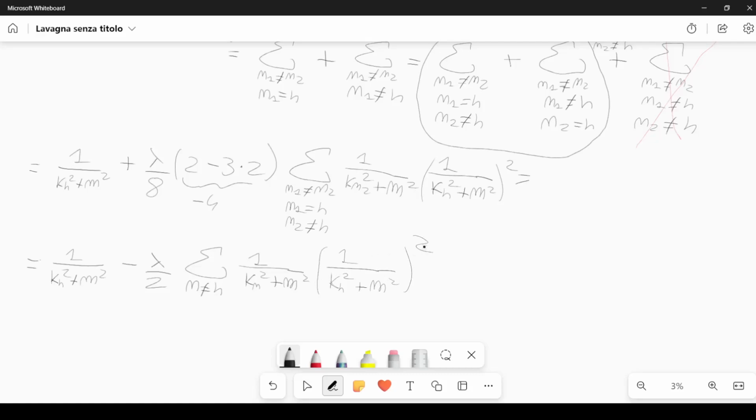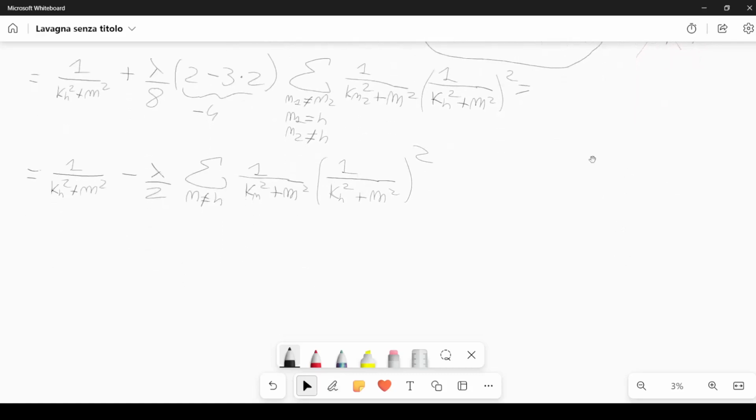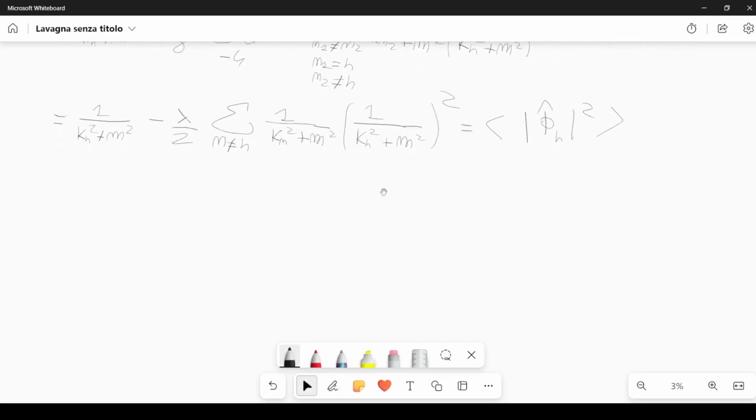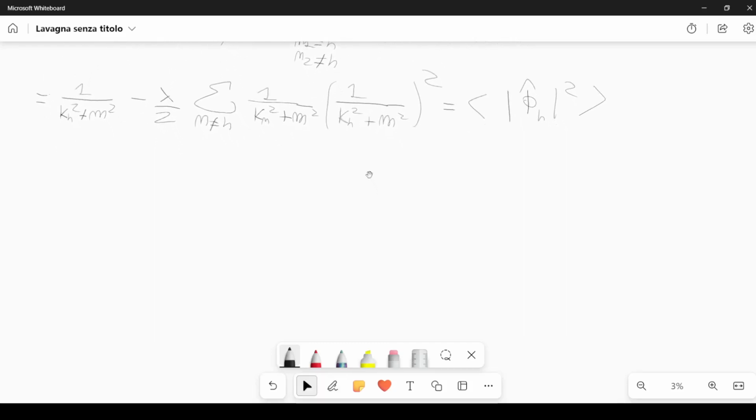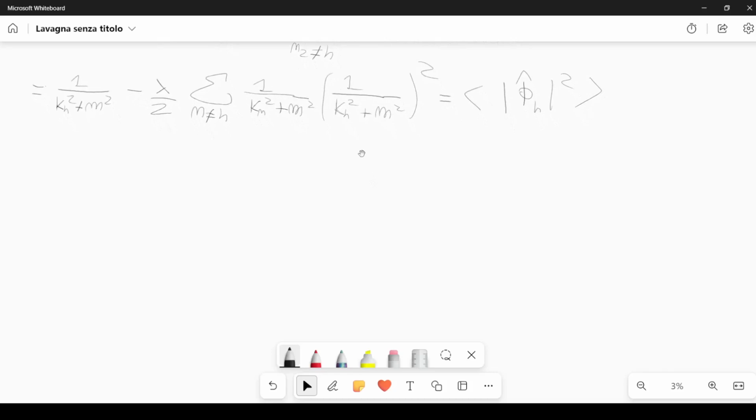And this is basically the result of our calculation. Remember that this is equal to the average of |φ̂_h|², like this. Now, if we want to go back to the continuous domain, to our continuous variables, we simply have to replace the summation with an integral.